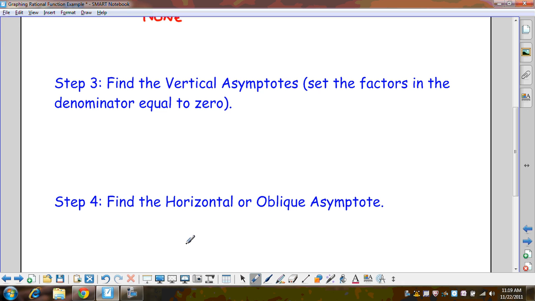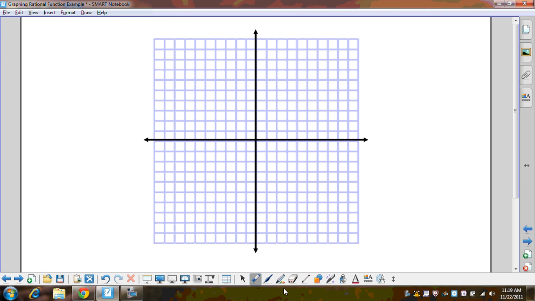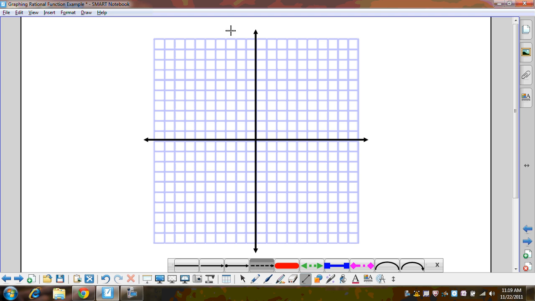So I'm ready to move on then to step 3, which is find the vertical asymptotes. We set the factors in the denominator equal to 0 and solve. So my factors in the denominator were x plus 1 and x minus 1. So I'm going to solve both of those. On the left, I get x equals negative 1. And on the right, I get x equals positive 1. So my two vertical asymptotes are negative 1 and positive 1.